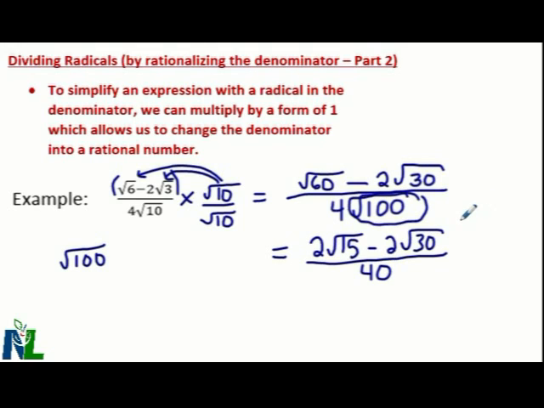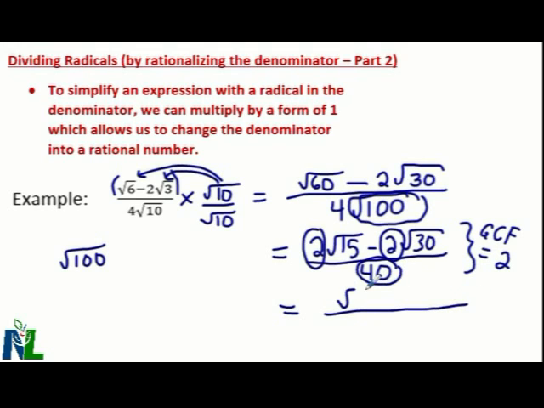Now, as a final step, I need to look through my numbers, which are the coefficients of the radicals, and I need to look at what's in the bottom as well. And I need to see, can I divide by a common factor? Here I have a greatest common factor, which is equal to 2. So I'm going to divide each of these by 2 to write my answer in lowest terms. So this results in an answer of root 15 take away root 30, divided by 40 divided by 2, which gives me 20. So this would be my final answer for this question.